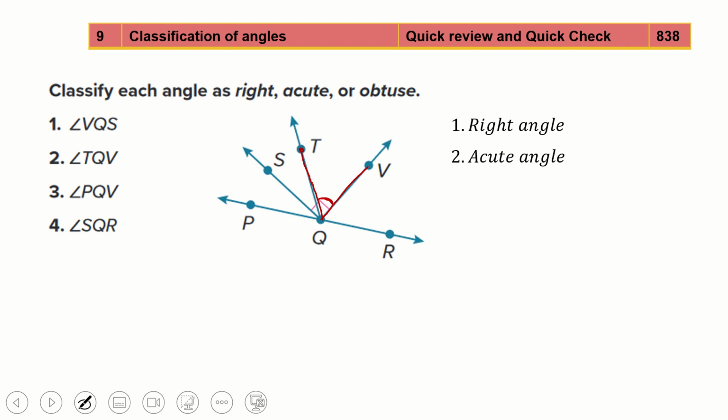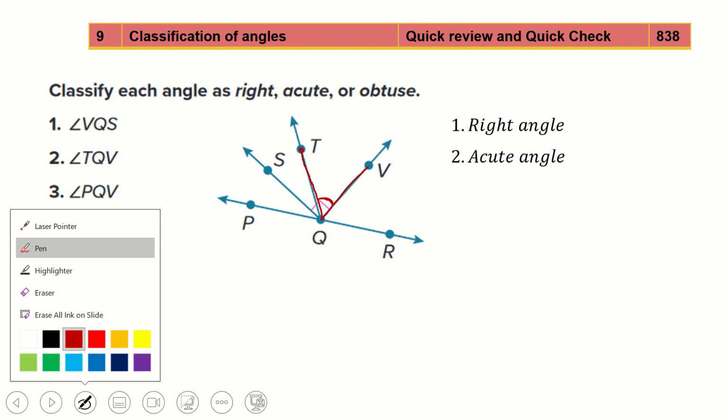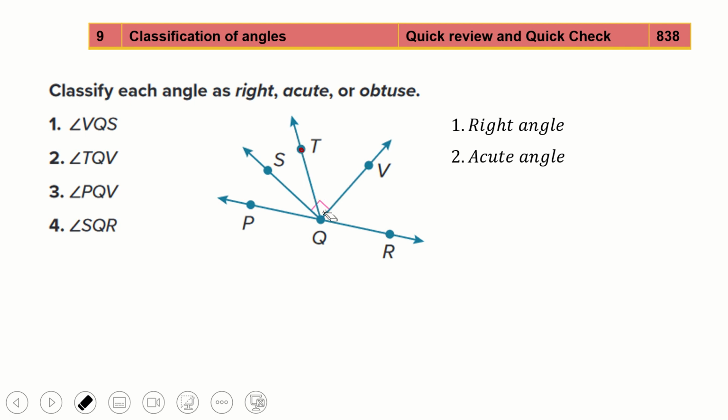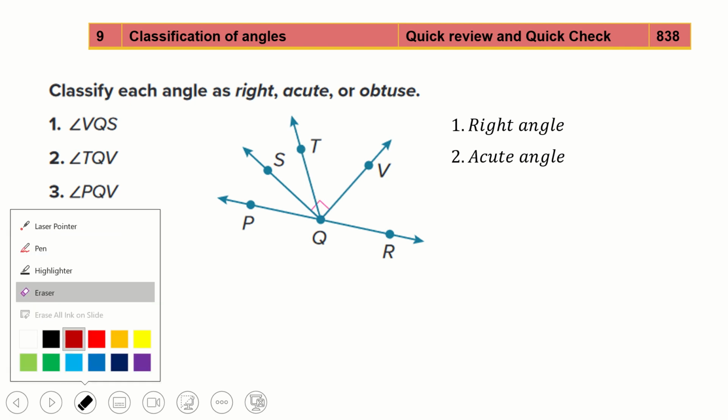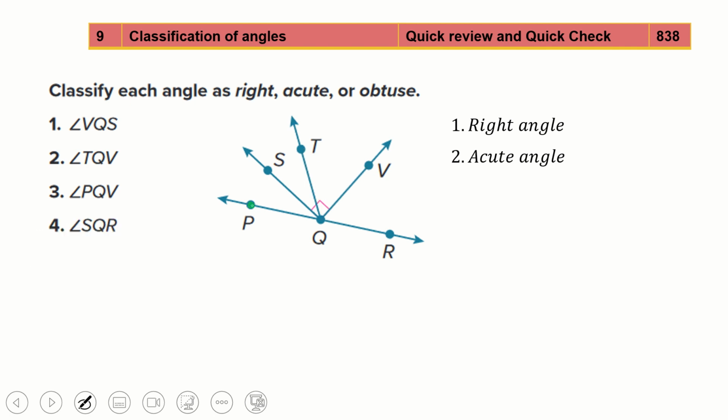PQV is you start at P, you go to Q, and then to V. This is an obtuse angle, and the other one will be the same. SQR, this is SQR. They are both obtuse angles.